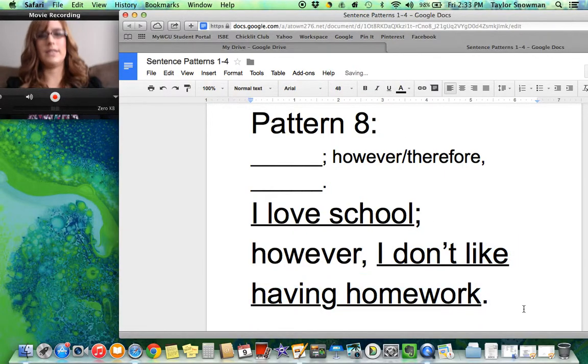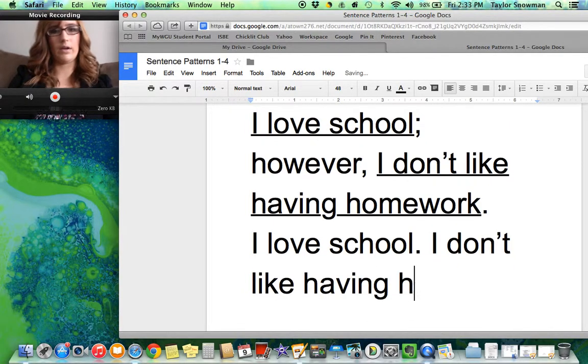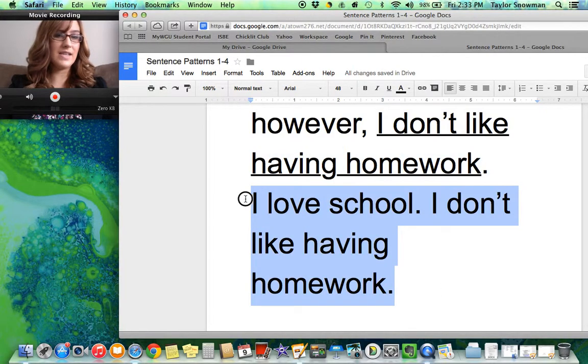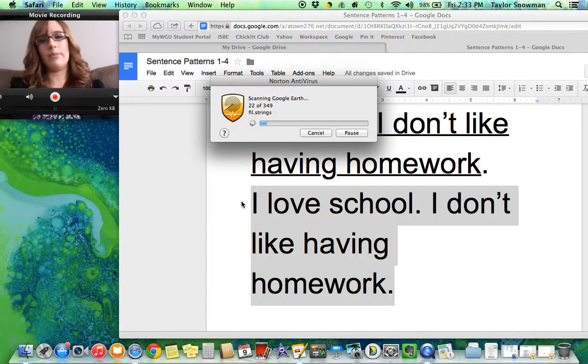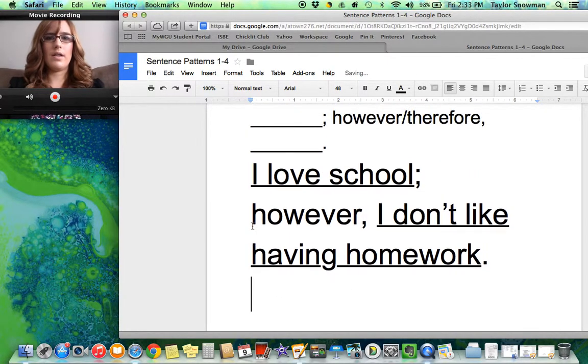Now, compare this to somebody who puts this. I love school. I don't like having homework. The person who writes this, that's going to be what I would consider an average writer, a B, C range writer. You know, not bad, but not somebody who's just like, wow, that person can write, that person knows what they're talking about. Just an average couple sentences. So, this tells me I have met a very good writer. I love school; however, I don't like homework.